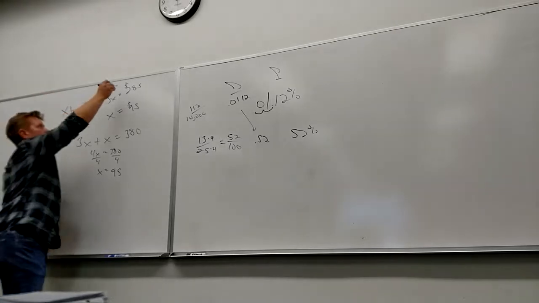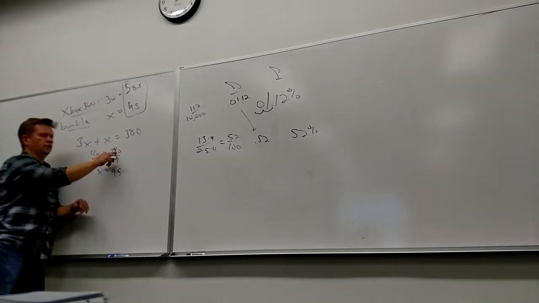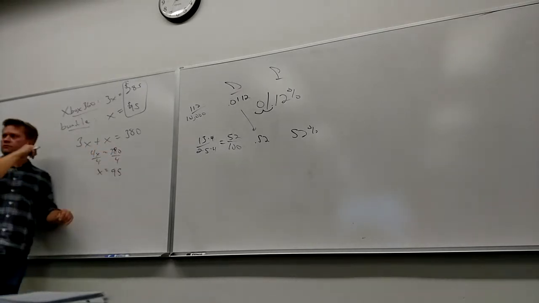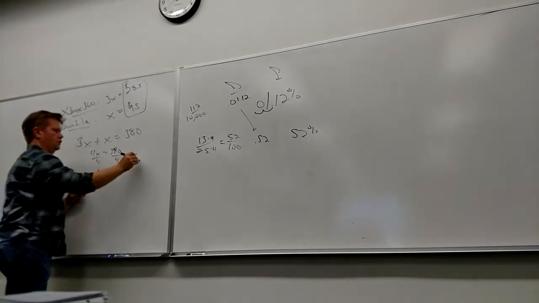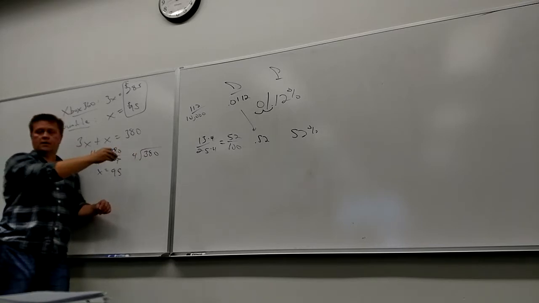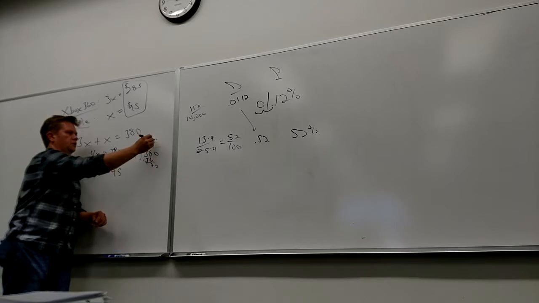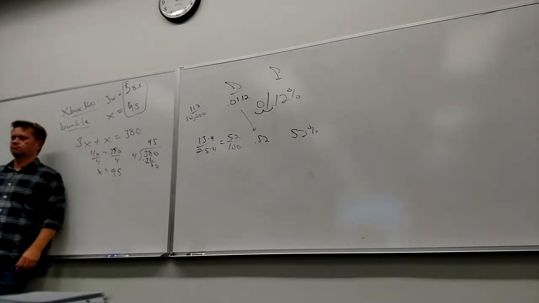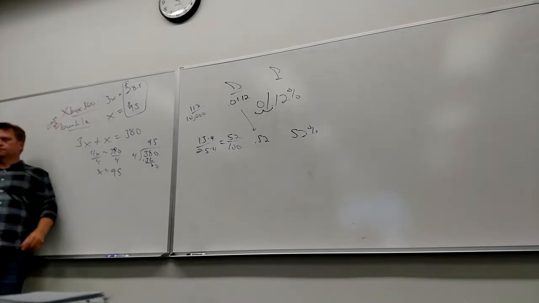Why did you get 95? That's the answer: 380 divided by 4. That's how I got 95. Don't look at me weird. 4 into 380. 4 goes into 38 9 times. 9 times 4 is 36. 4 goes into 20. So these are the cost of the bundle.